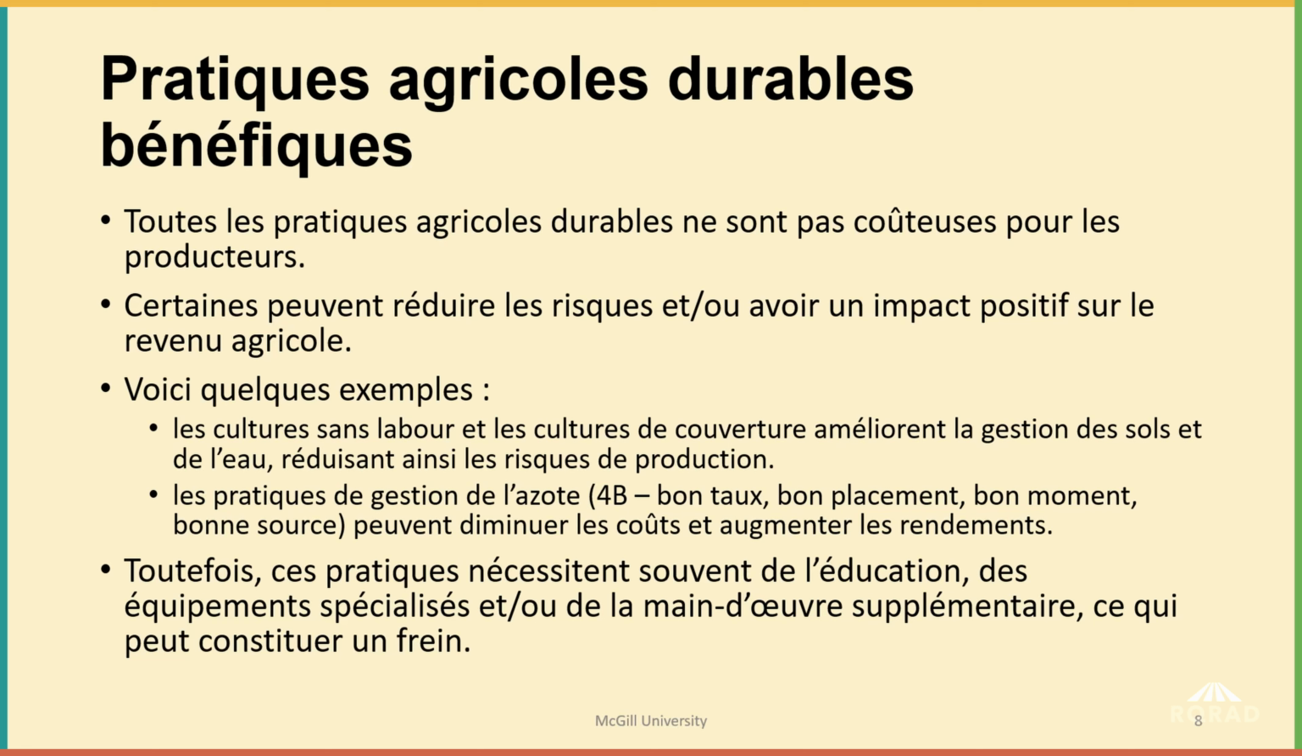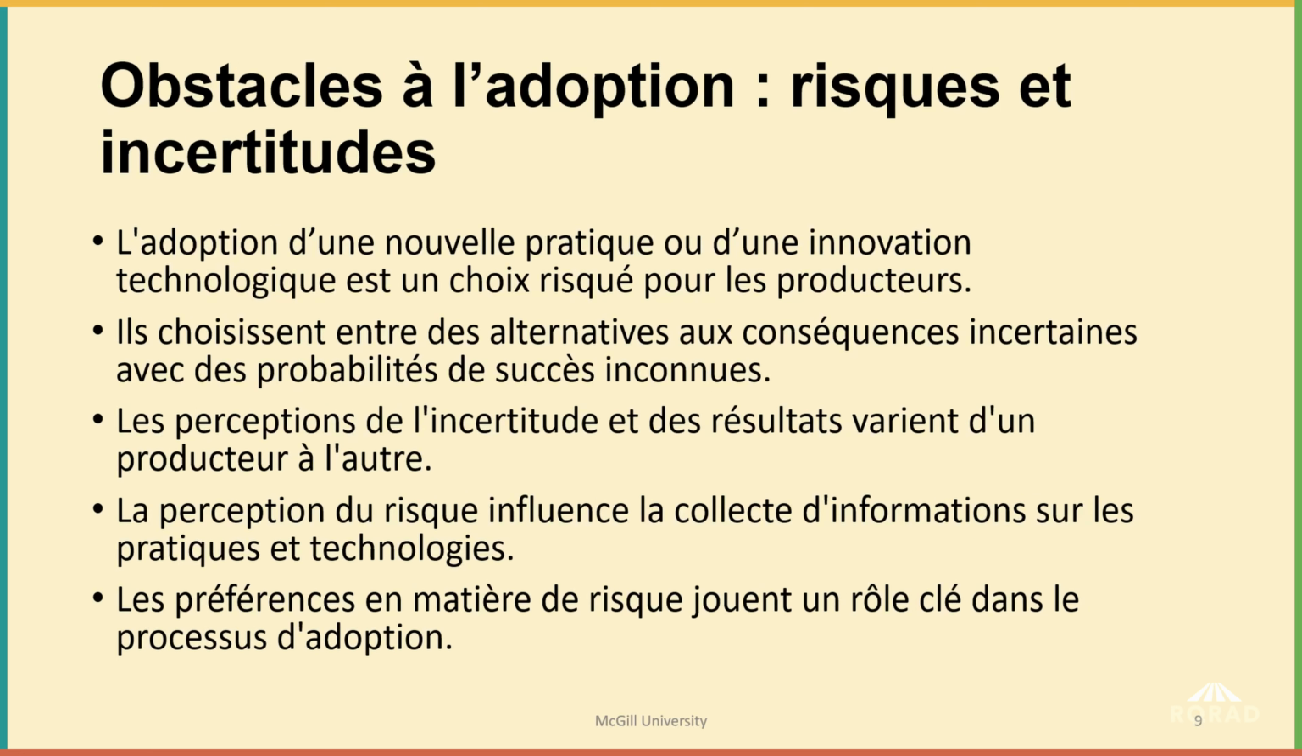Another important element deals with the nitrogen management practices, the 4 R's, sort of what is the right rate, placement, timing and source of nitrogen. Again, this can decrease your nitrogen costs and increase your yield. Again, the one thing that we have to remember, though, is that all of these changes in practices will require information and knowledge to be transferred to the producer, probably different equipment and labor. And all of these things can be limiting in terms of the adoption of management practices.